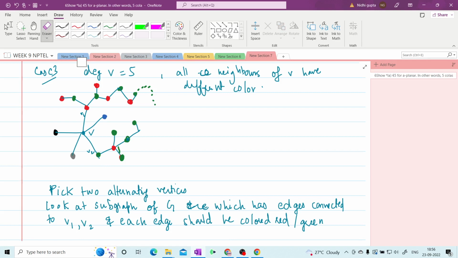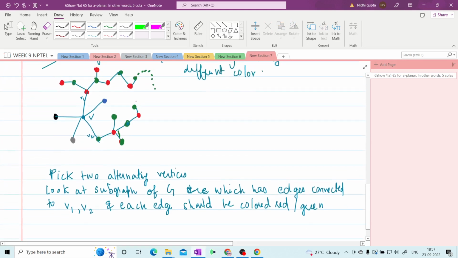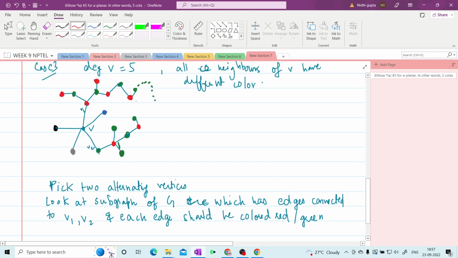Let's see, you get what we are doing, right? So this is this. So here we are collecting all such things. We are looking at the subgraph. We are basically collecting all the edges connected by V1 and V2, and each edge has one endpoint green and the other endpoint red. So we are looking at this graph.